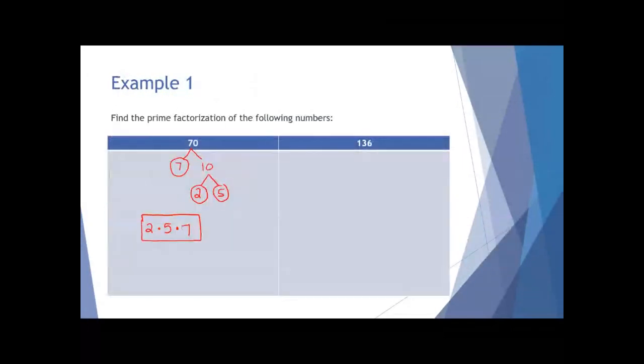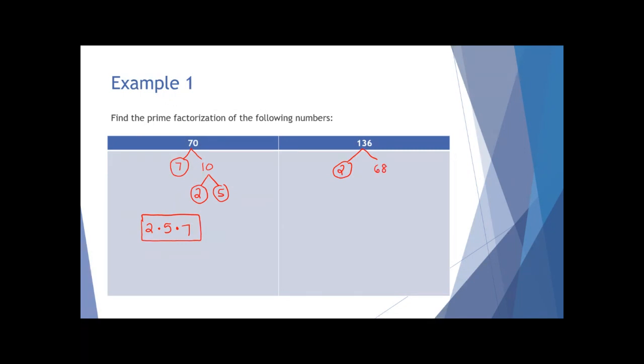Oh man, it's really sensitive. So I'm going to split this up, and I know that I can divide 136 by 2, and 2 is prime, so I'd circle it immediately. Then I'm going to take my calculator and do 136 divided by 2. Yeah, that gives us 68.